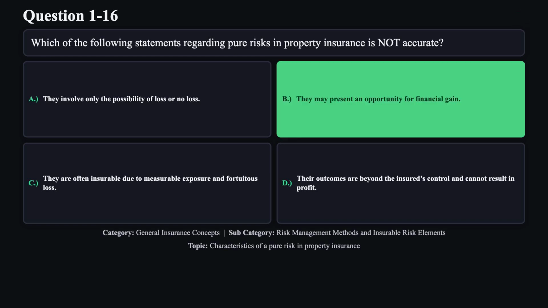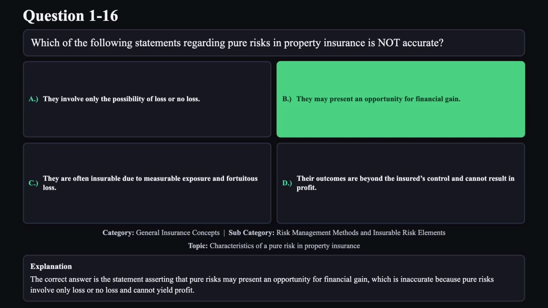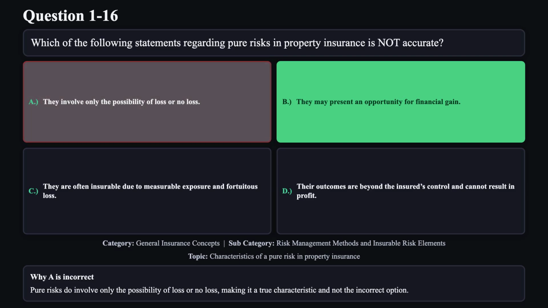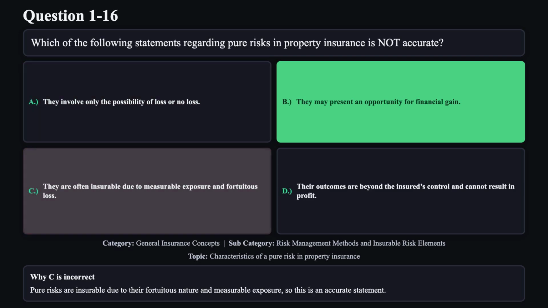The correct answer is B. The correct answer is the statement asserting that pure risks may present an opportunity for financial gain, which is inaccurate because pure risks involve only loss or no loss and cannot yield profit. Reason A is not correct. Pure risks do involve only the possibility of loss or no loss, making it a true characteristic and not the incorrect option.